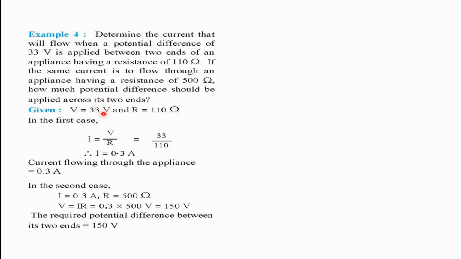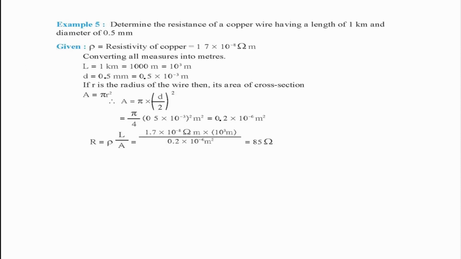So here the voltage is 33 volt, resistance is 110. Simply applying Ohm's law, you will get 0.3 ampere. In the second case, all the data are here, 0.3 ampere, 500 ohms. Simply applying Ohm's law, we will get the potential difference over here, that is 150 volt. Hope you understood these sums.